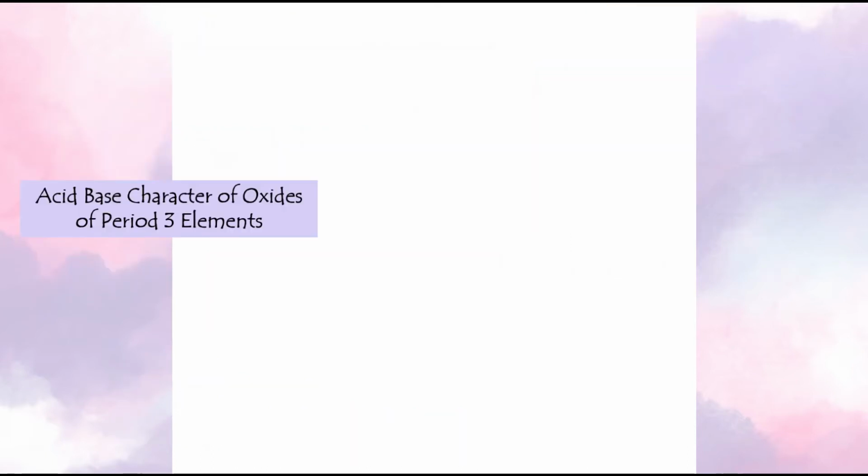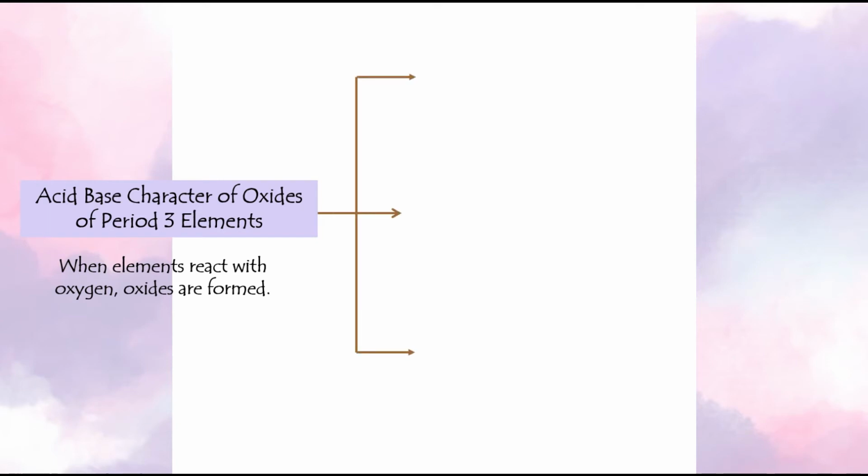Now we continue with acid-base character of oxides of period 3 elements. When elements react with oxygen, oxides are formed. There are 3 types of oxides. The first one is acidic oxides, and then we have basic oxides and also amphoteric oxides.